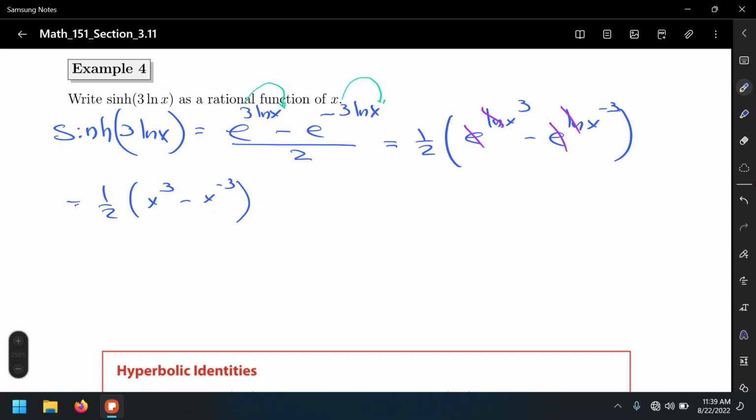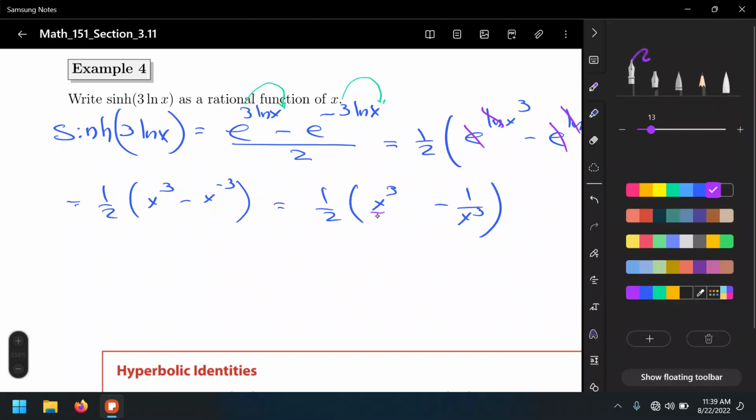So number 1, that's 1/2 x cubed. I'm going to leave a space here, you'll see why. And that's minus 1 over x cubed. And that space I left to the right of x cubed is to make this look like x cubed over 1, so we can combine the fractions together.